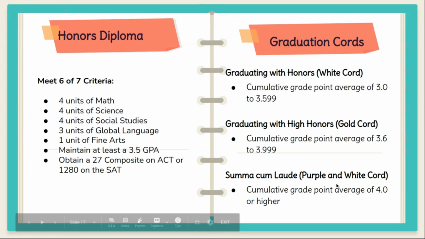In regards to the honors diploma, the academic honors diploma requires you to meet 6 of 7 criteria. I think it's good for you to see this before we start scheduling, because some of these classes you will need to take during your freshman year, so you're on track. And that's something that's good for us to know, like as counselors, if you do plan to apply for the academic honors diploma. And then on the other side here, it discusses graduation cords.